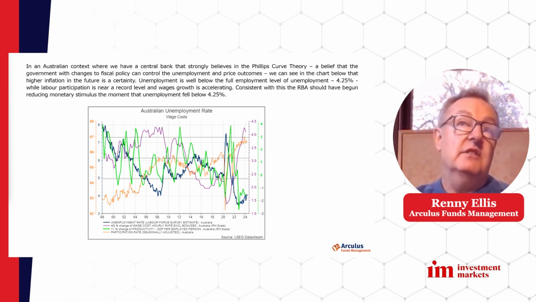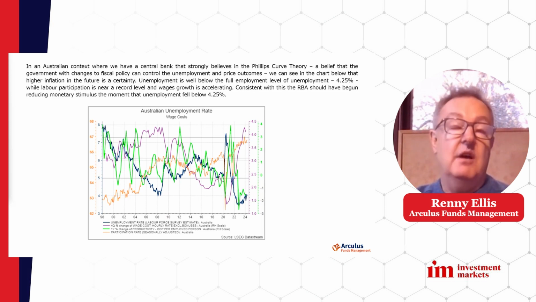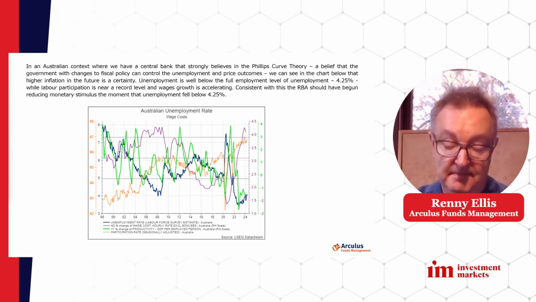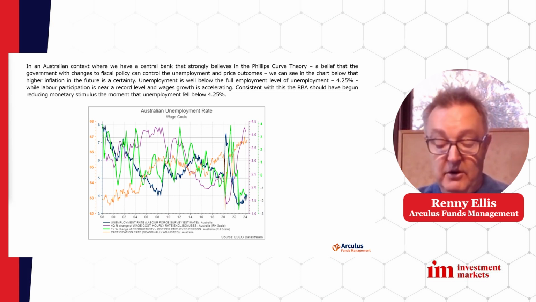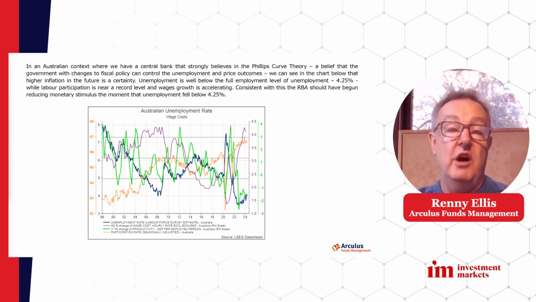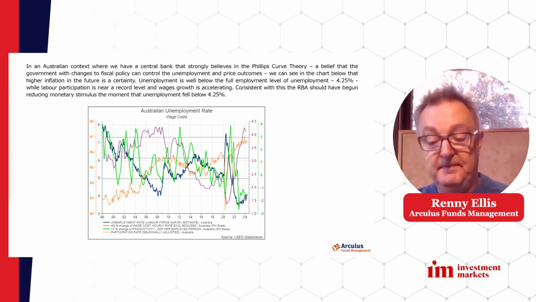On many occasions over the past, while he was governor, Governor Lowe, Philip Lowe, said that wages growth above 3% was not consistent with an inflation outcome of 2.5%. As this chart shows, unemployment is currently below the RBA full employment estimate, or NAIRU, of 4.25%. We have near record levels of labour participation, wages growth above 4%, and labour productivity in negative territory.